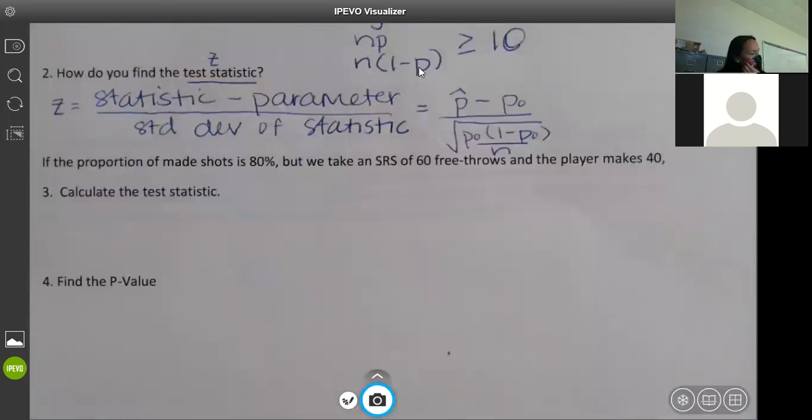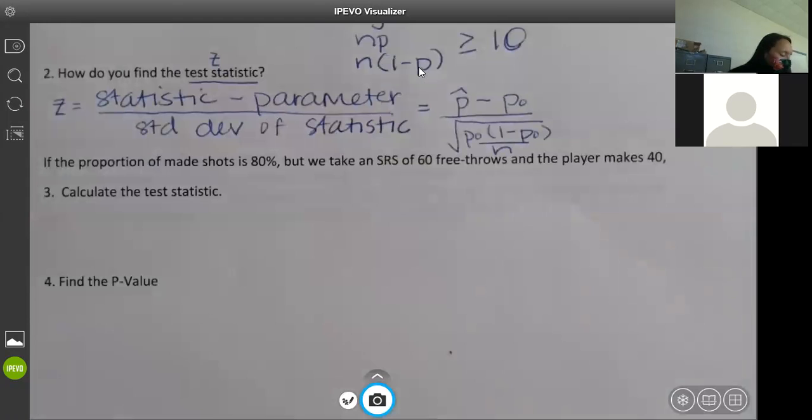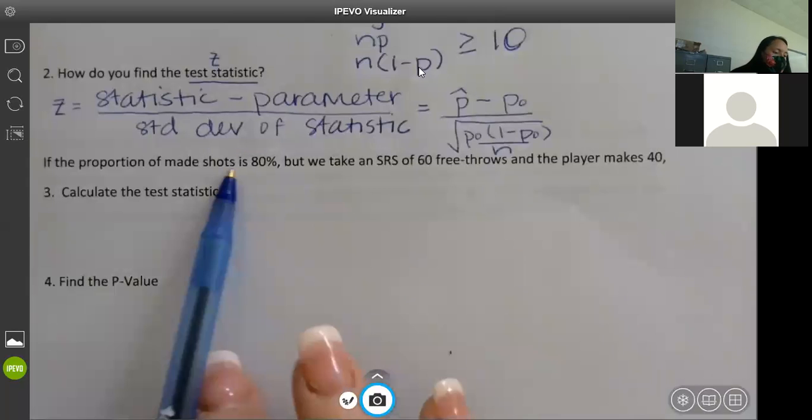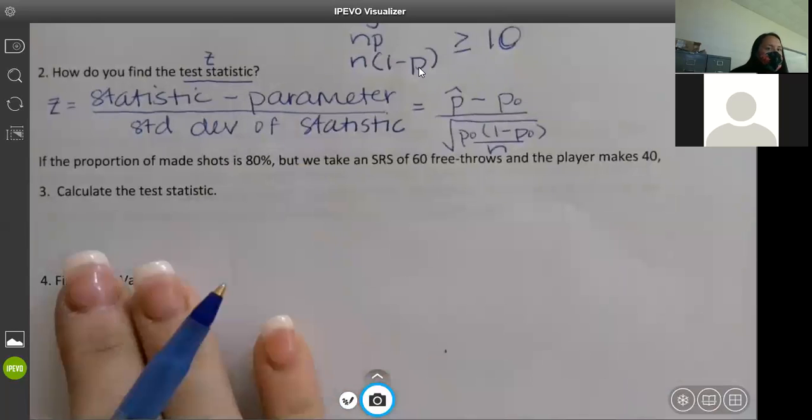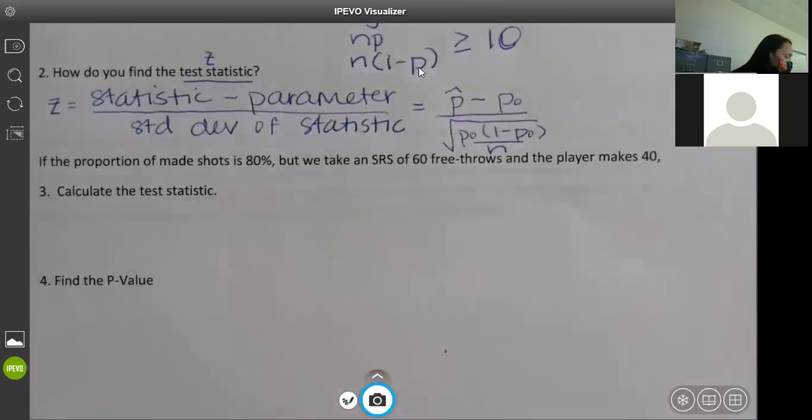So number 3 says calculate the test statistic. If the proportion of made shots is 80%, but we take an SRS of 60 free throws and the player makes 40, calculate the test statistic. So what do we know? What do we know from this line right here? Forget doing number 3 and number 4 for just a minute.